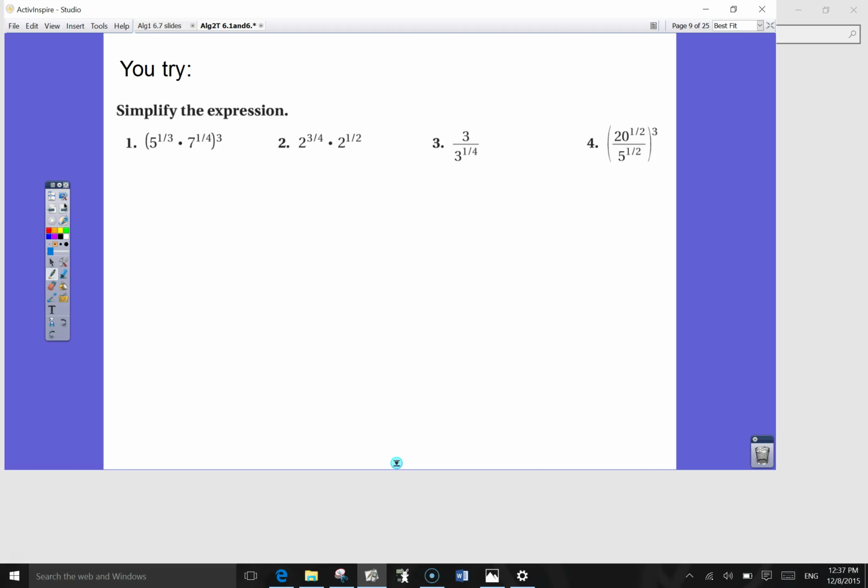So we can do some of these. These are going to be You-Tries. See if you can apply the properties of exponents. I will do the same after you hit pause. So remember, the one property is to distribute when you've got a power outside of parentheses. Distribute 5 to the 1/3 to the 3rd, 7 to the 1/4 to the 3rd. Right, when you raise a power to a power, you multiply, so that's 5 to the 1, and this is 7 to the 3/4. And 5 to the 1 is just 5.